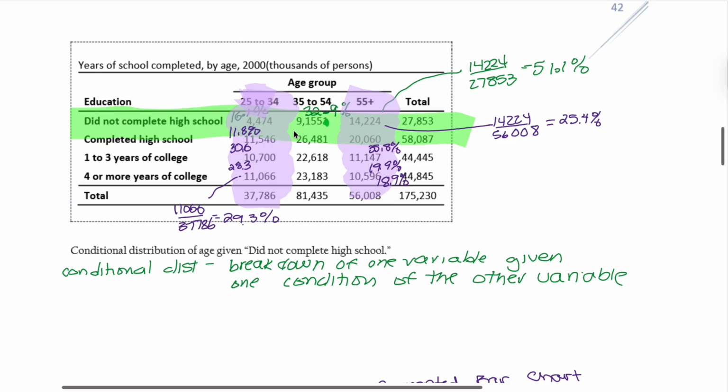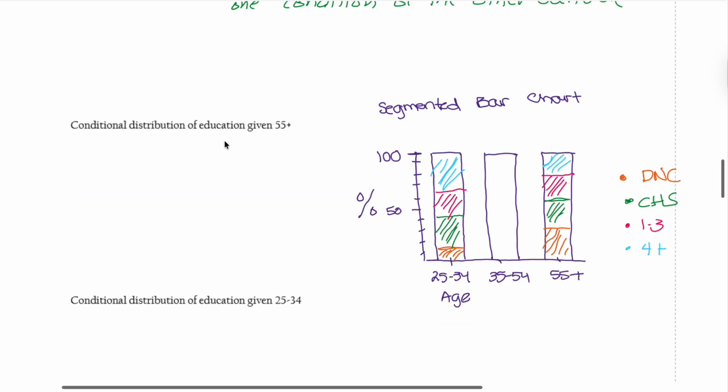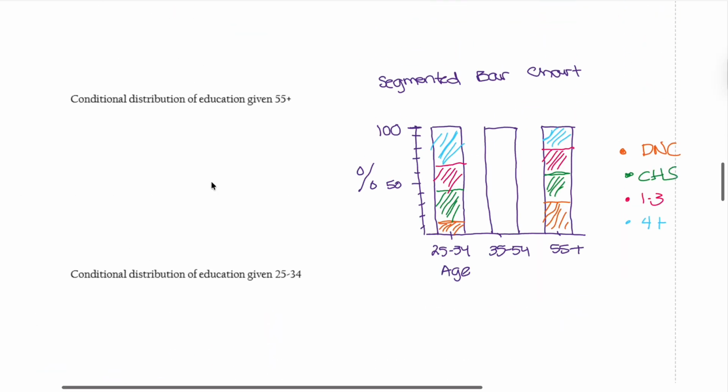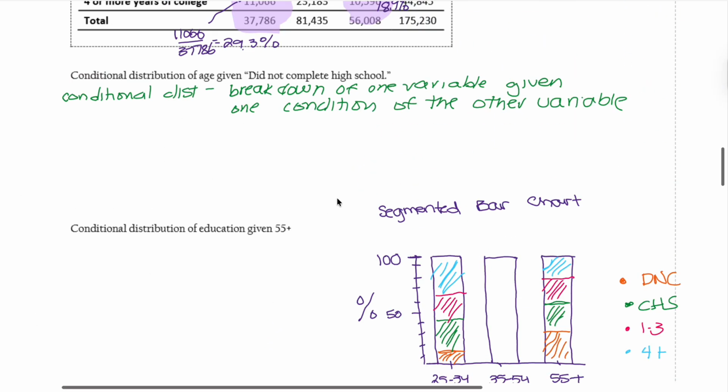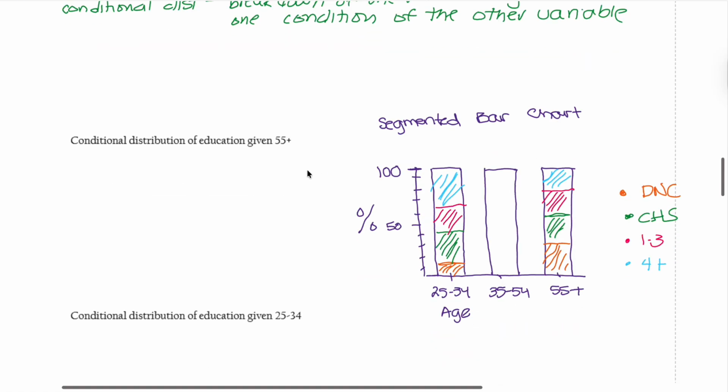So we're looking at did not complete high school, this total number, and we're trying to find different ages. So we're going to use 4474 divided by 27,853 people, and get the percentage. Same thing for 35 to 54 and 55 plus. And conditional distribution of education given 55 plus. Those are basically questions that help you to exercise. We didn't do it in class, so if you want to, feel free to do it by yourself. And what we're going to do is create a segmented bar chart.